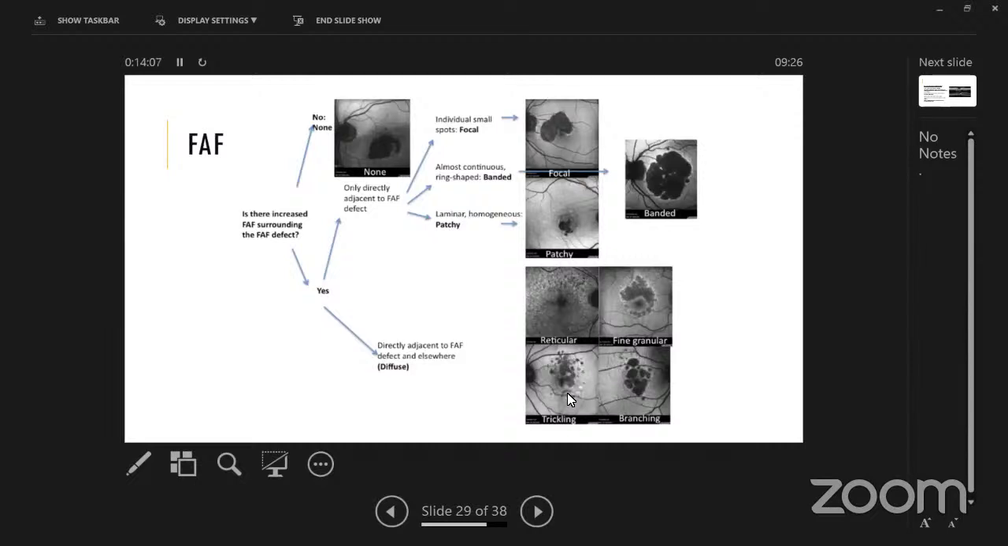As we can see here, if there is increase of FAF surrounding the defect, and directly adjacent to the FAF defect and elsewhere, it is termed as diffuse. If only directly adjacent to the FAF defect, as individual small spots, we can classify this as focal, or banded, patchy, reticular, fine granular, trickling and branching.